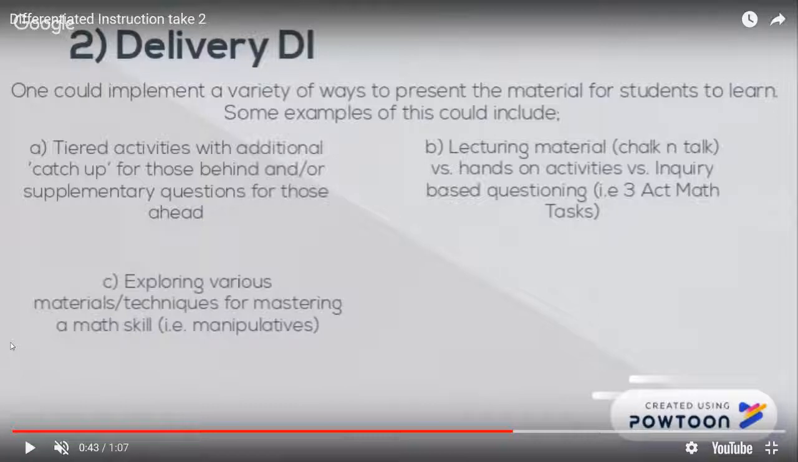And the third way is that you can explore various materials and techniques for mastering a math skill. So just because you can follow a formula doesn't mean you really know what's going on. You should be able to use the manipulatives or graphing, or all these different ways to represent what you're doing, and to show the kids all these ideas so they can choose what they're most comfortable with.